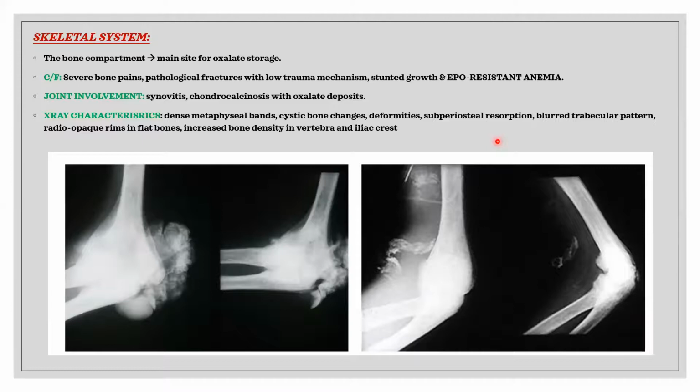They can present with dense metaphyseal bands, cystic bone changes, deformities, subperiosteal resorption, blurred trabecular patterns, radiopaque crimson flat bones, or even increased bone density in vertebra and iliac crest. This is an X-ray of the patient where a left elbow X-ray was taken, which is showing crystal deposition in the elbow joint.